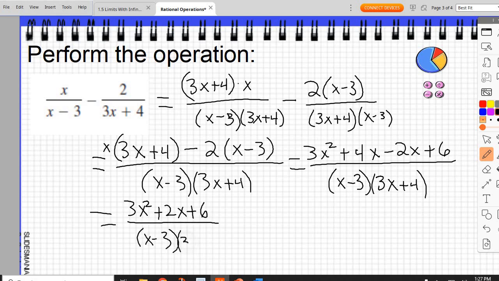And again, we want to check and see if that numerator factors. Okay, so we would do a times c, which gives us 18. Is there anything that multiplies together to give us 18 that adds together to give us a 2? One of them would have to be negative in order to go from something bigger to something smaller like that. But because they're both positive, there's not going to be anything. So that would be our answer.